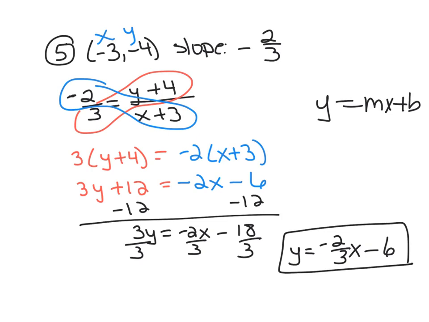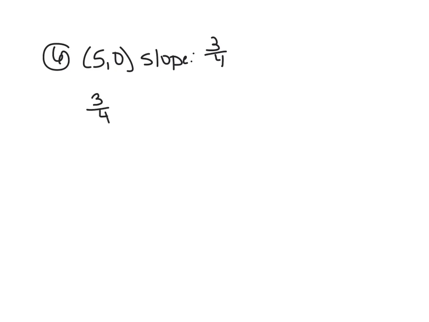All right, so now I definitely need you to try this one alone. Okay, ordered pair (5, 0), slope 3/4. So hit pause, work out this one, see what happens. All right, here's what your setup should have been. 3/4 equals (y minus 0) over (x minus 5).